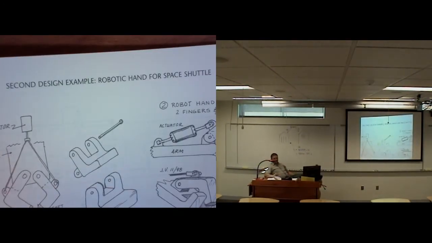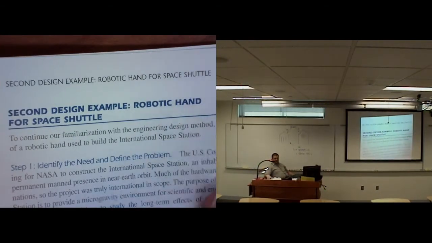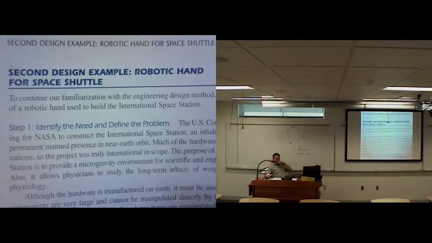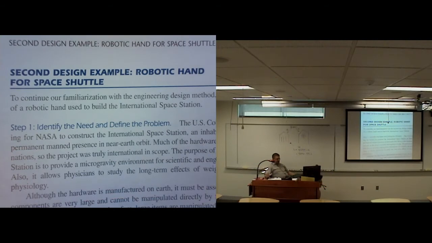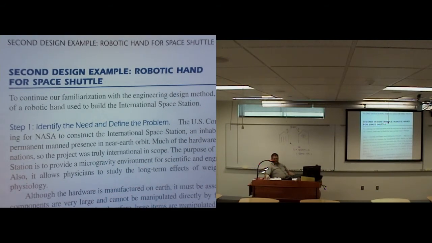Next time we are scheduled to go through one other example of this process, which is a robotic hand for a space shuttle. A little more complicated, a little more technical. And so we'll go through that design example, maybe look at something else with time. And then we are moving on to our next project. So on Friday we'll come back to this. And then next week we'll start our next project.